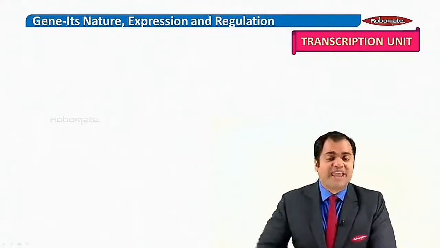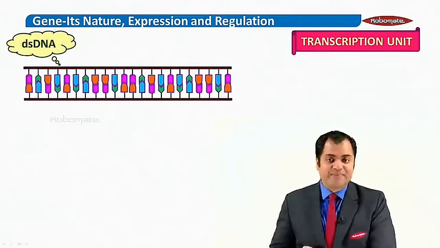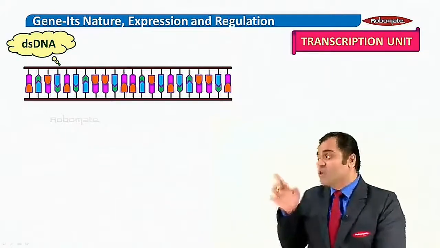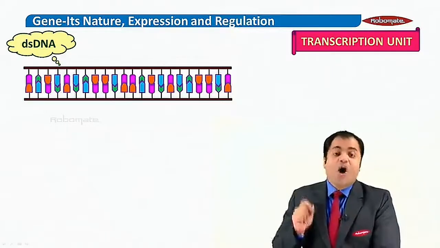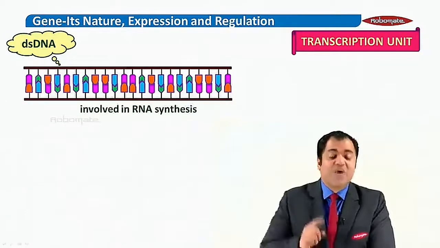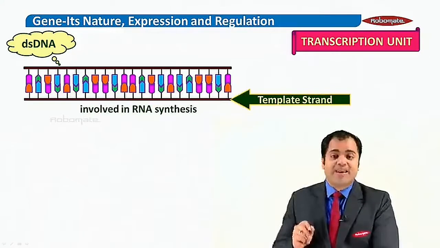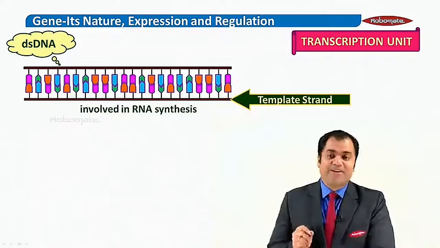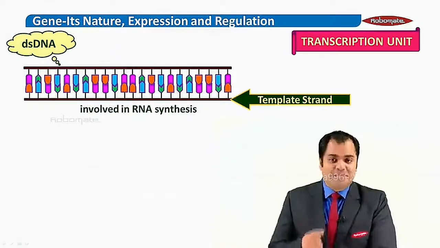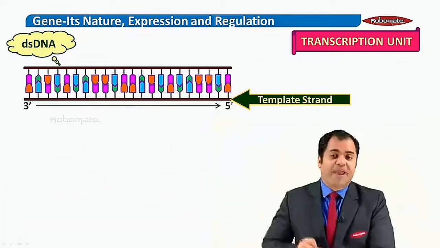For the purpose of the same, I'm going to show you a molecule of double-stranded DNA. Now a double-stranded DNA molecule which is involved in transcription has two strands, yes. Of this, the lower strand which is involved in the RNA synthesis will be called the template strand, right? Because this is the strand I'm going to use as a template or a mold to build my RNA on. Remember, the template strand is always oriented from 3' to 5' direction.